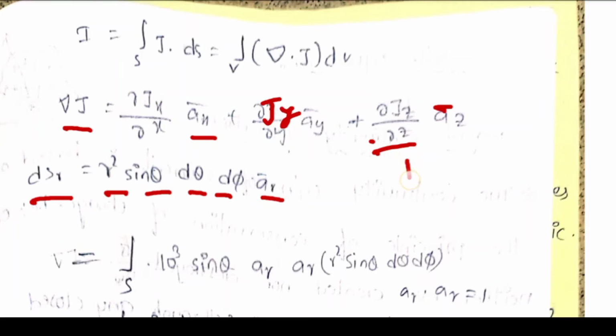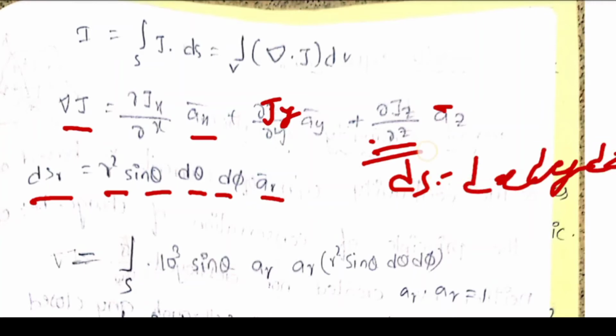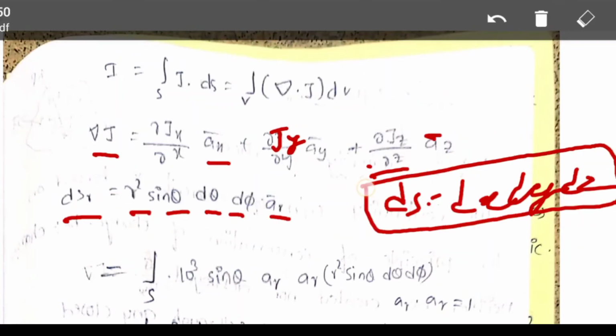In spherical coordinate system, what is the differential surface? In Cartesian coordinate system, the differential elements are dx dy dz. The differential surface area in spherical coordinate system in r direction is r square sin theta d theta d phi AR, similar to how Cartesian is given by dx dy dz.